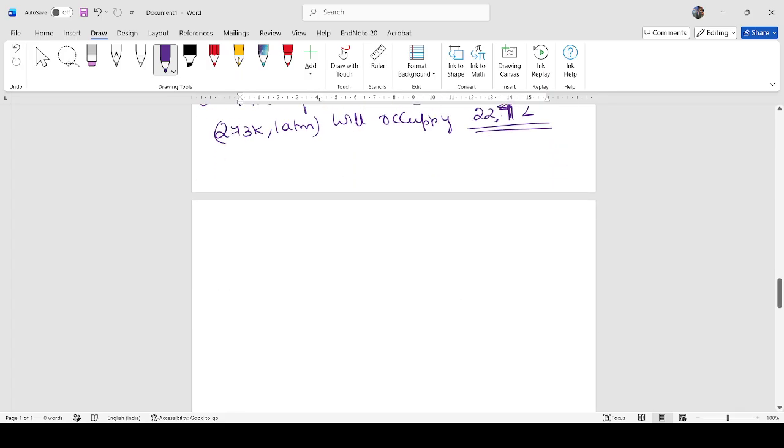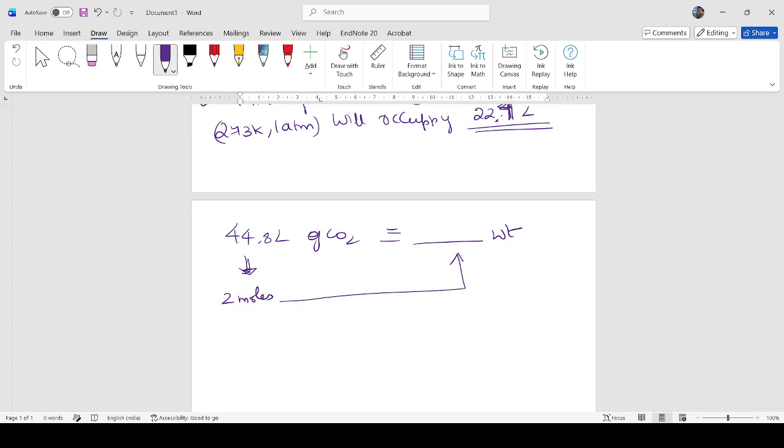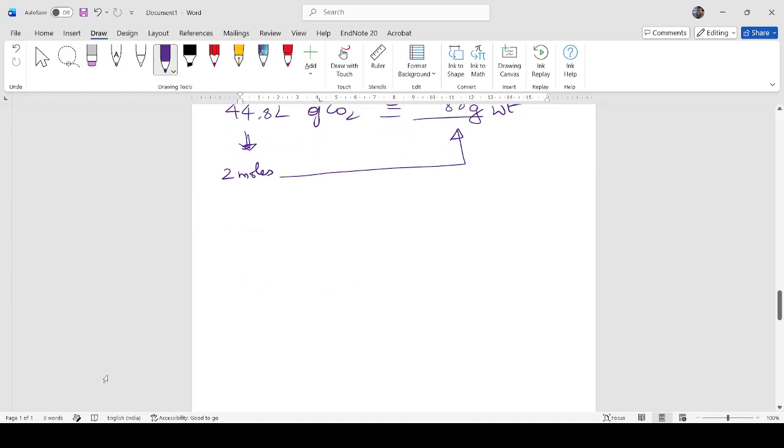So if I am having 44.8 liters of carbon dioxide, how much weight does it carry? 88 grams, very good. 44.8 is nothing but 2 moles, isn't it? 22.4 is 1 mole, then 44.8 is 2 moles. 1 mole of carbon dioxide is 44 grams. What about 2 moles of carbon dioxide? 88 grams it is. Understood?